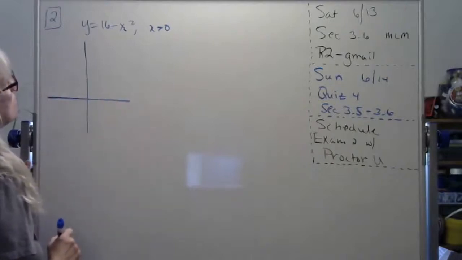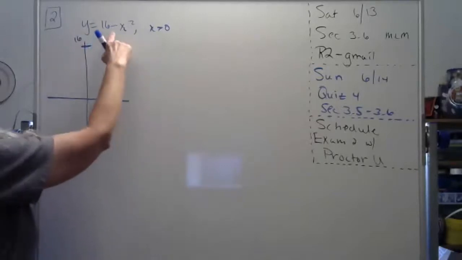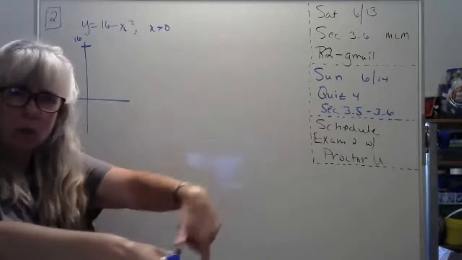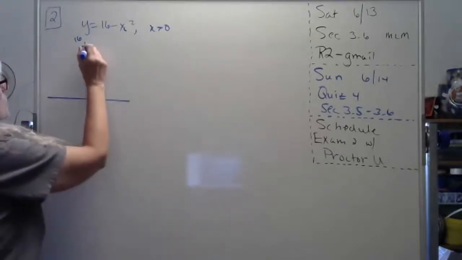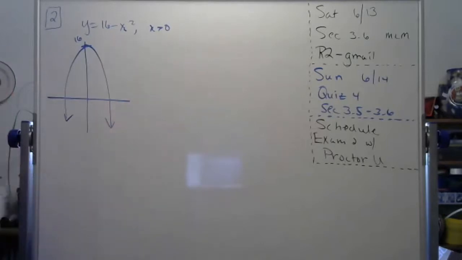Is that the y-intercept, the 16? Yep. So we're going to be up here at 16. Now, the x squared has a negative in front of it, so instead of opening up, it should open down. So I'm just going to literally draw a parabola starting at that 16 that opens down. And that's y. y is equal to 16 minus x squared.